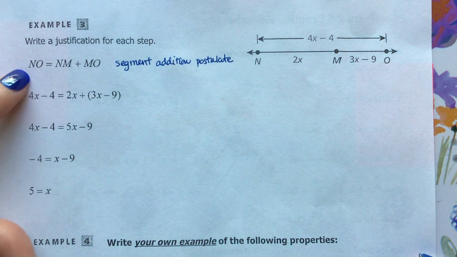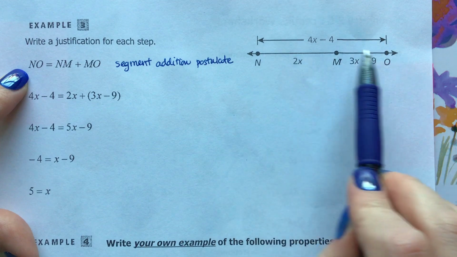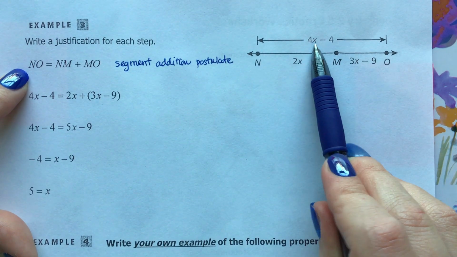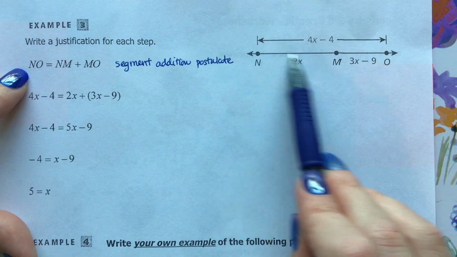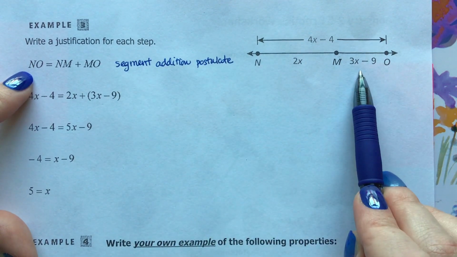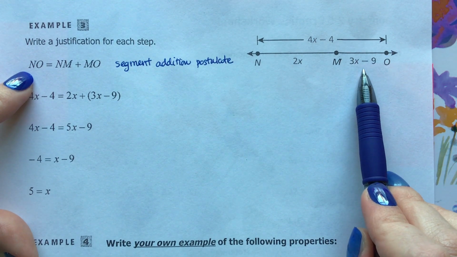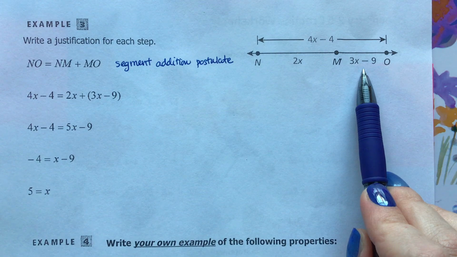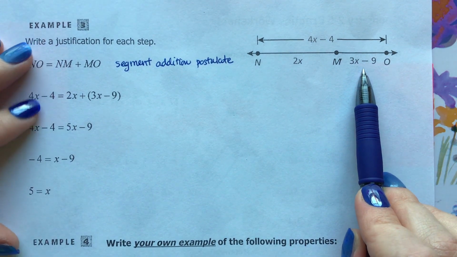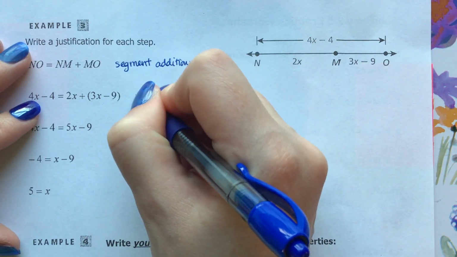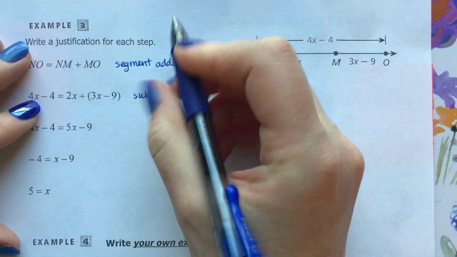What you should be noticing, NO all the way across is equal to 4x minus 4. And NM from here to here is equal to 2x. And MO likewise for 3x minus 9. So here we're replacing the geometric term for the value with the algebraic expression. So here we are substituting in an equivalent expression. So this is substitution property.